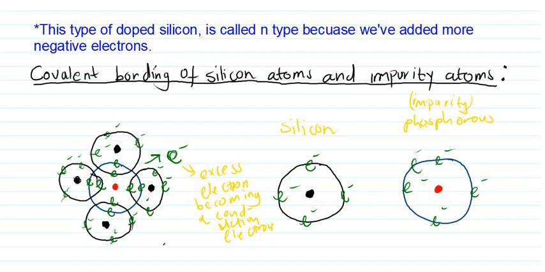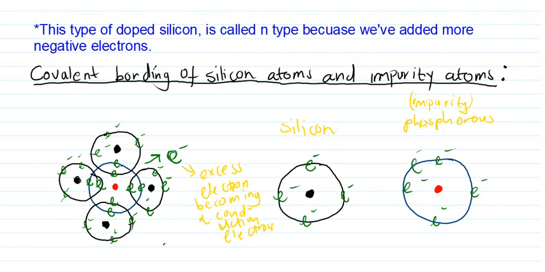In front of you, I have drawn 4 silicon atoms, 1, 2, 3, 4, and in the middle of those 4 silicon atoms, we have the impurity atom. And in this case, the impurity atom is phosphorus. Phosphorus, as you can see in front of you, has 5 valence electrons: 1, 2, 3, 4, 5. But the silicon has only 1, 2, 3, 4.